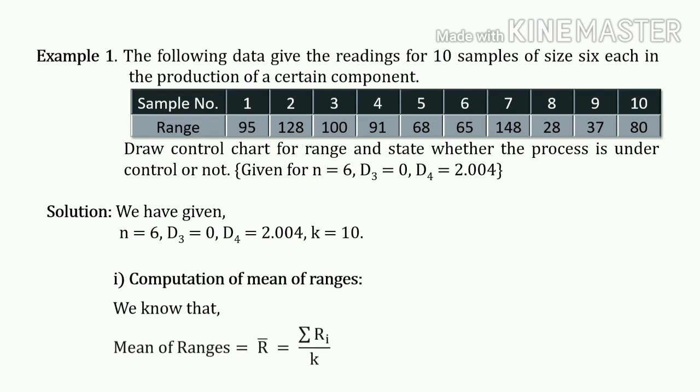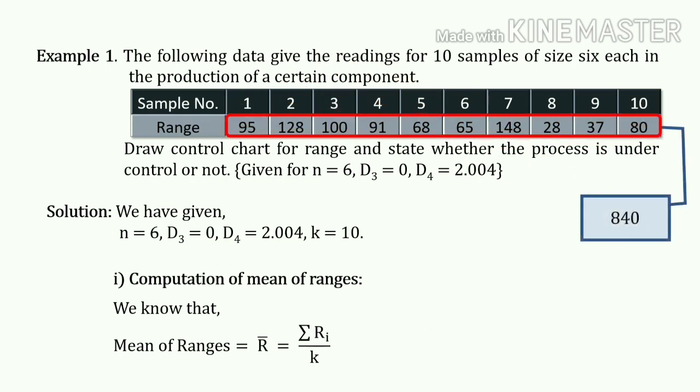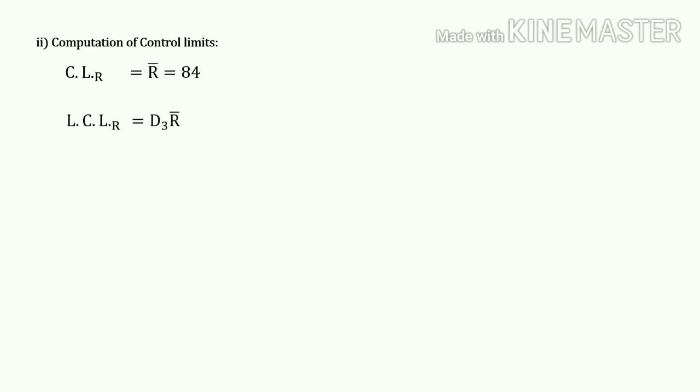So next step is computation of mean of ranges, that is R bar. We know that the formula for R bar is sum of all ranges divided by k. Here the sum of all ranges is 840. So 840 divided by 10, it is 84. Next, we will proceed to compute the control limits. Central limit for R chart is R bar and it is 84, which we have already computed. Then lower control limit for R chart is D3 R bar. So value of D3 is 0 into R bar 84, it gives us 0.